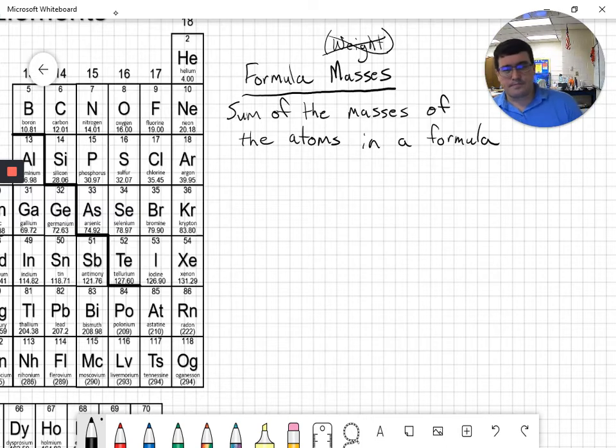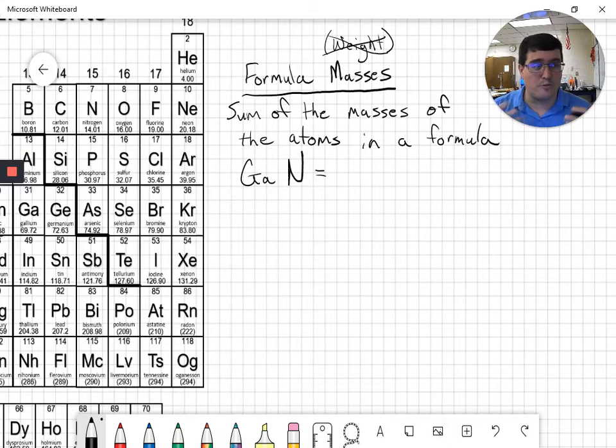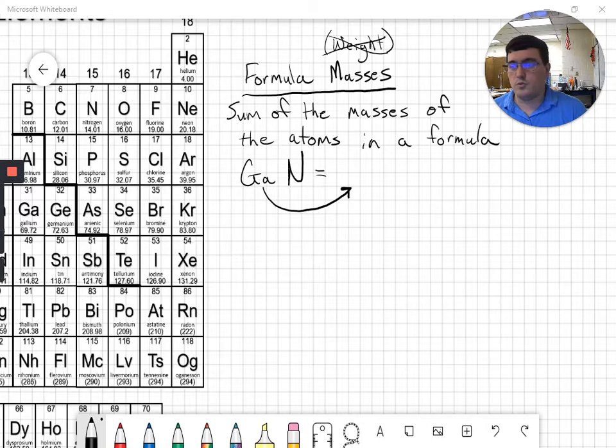So you can imagine, if we take a formula of something like gallium nitride, right? So I know the name, I know the formula of this compound, very, very common compound. But anyways, to find the formula mass of this, what we're going to do is take the mass of gallium. So we got to look over here on the periodic table, and there is the mass of gallium right there.